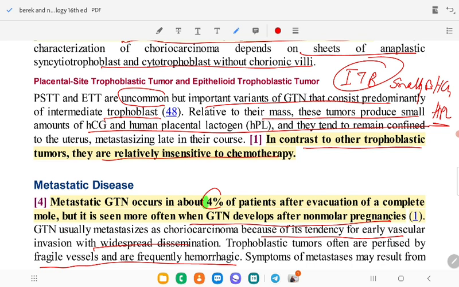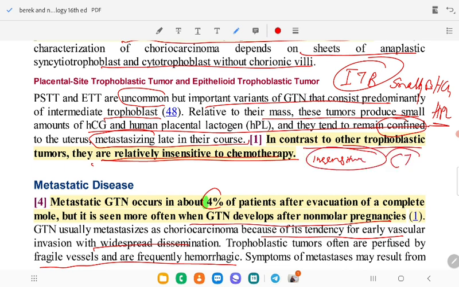They tend to remain confined to the uterus, with metastasis later in their course. In contrast to other trophoblastic tumors, they are relatively insensitive to chemotherapy, so mostly we do a hysterectomy for this.